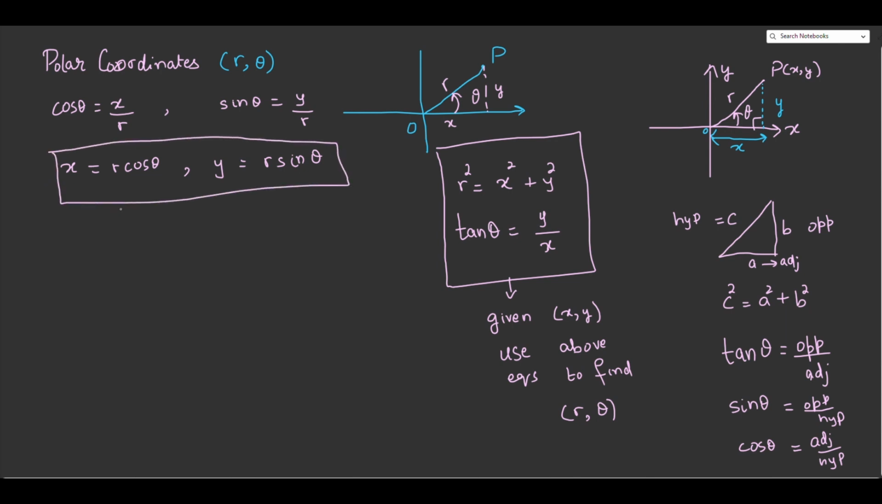And what is the use of these two? For example, if we are given the polar coordinates of the point, r and theta, then by using these two conditions, you can use these above equations.